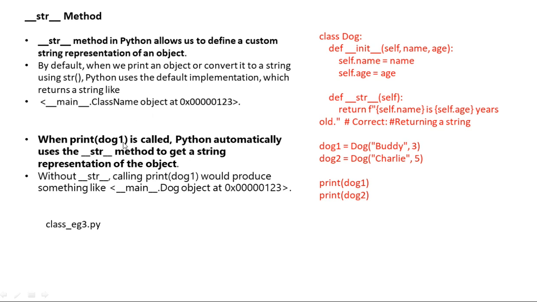It's just giving us the information of the object. So when print dog1 was called, what happened? Python automatically uses the str method to get a string representation of the object. And what happens without the str method? It will print something like this: __main__.Dog object at, followed by an address. This is the memory location where that object is created, and .Dog is the name of the class. So it's saying that it's an object of the class Dog.